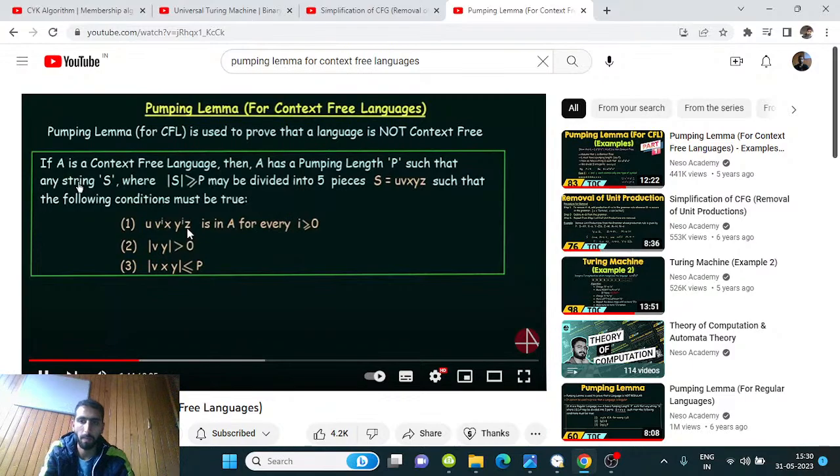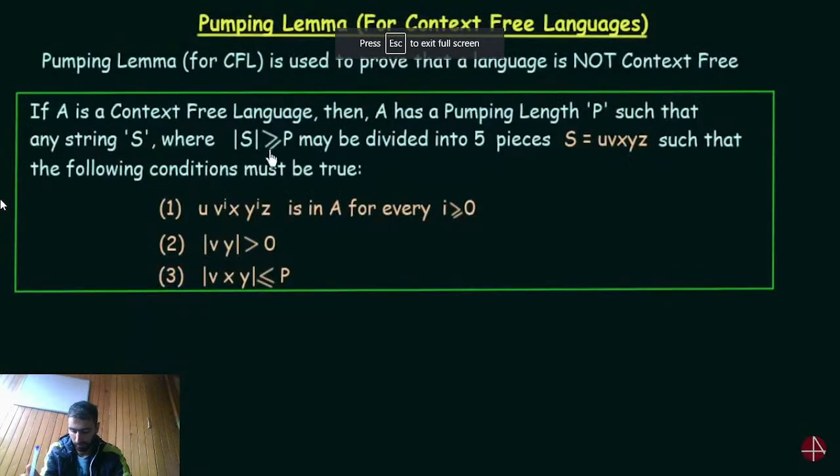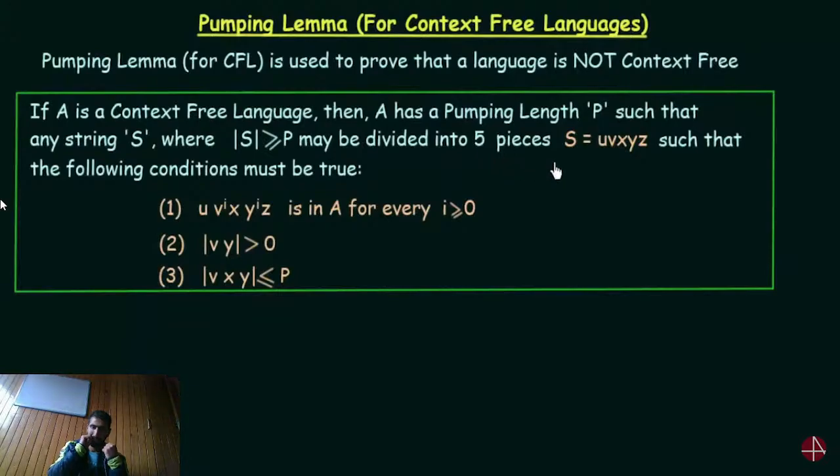Let's move ahead. For a language A, where the length of S is greater than or equal to the pumping length P, that string S can be divided into 5 pieces such that S equals U, V, X, Y, and Z. So if you remember, when we studied the pumping lemma for regular languages, we divided the string into 3 pieces. But in this pumping lemma for context-free languages, we will divide the string into 5 pieces, U, V, X, Y, and Z, such that the following conditions must be true. So if you divide it into 5 pieces like this, these 3 conditions must be true.